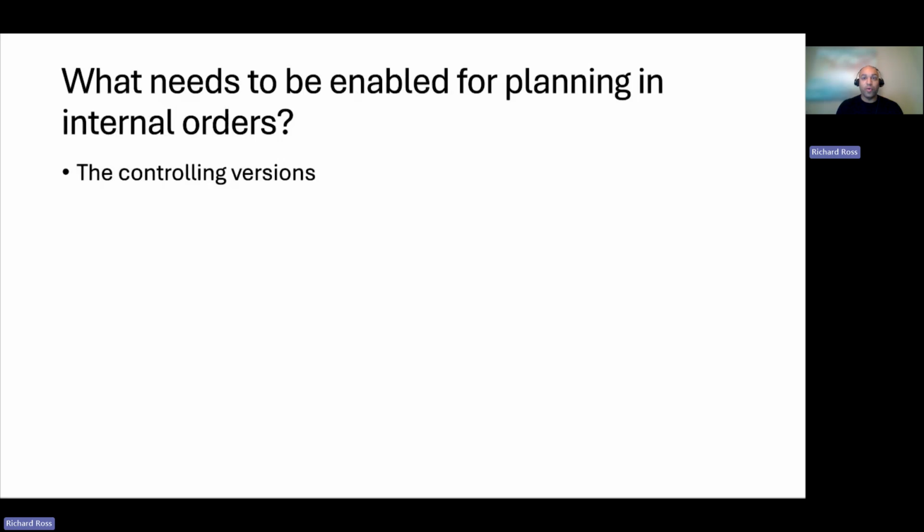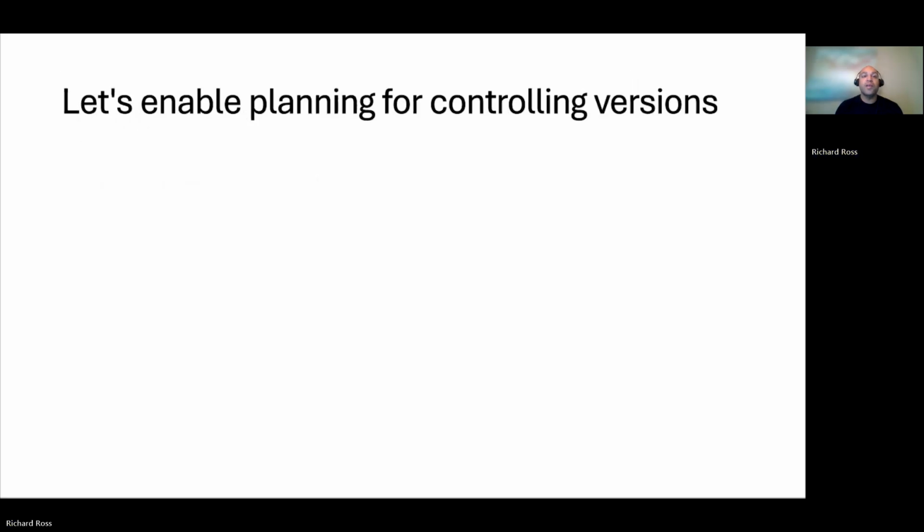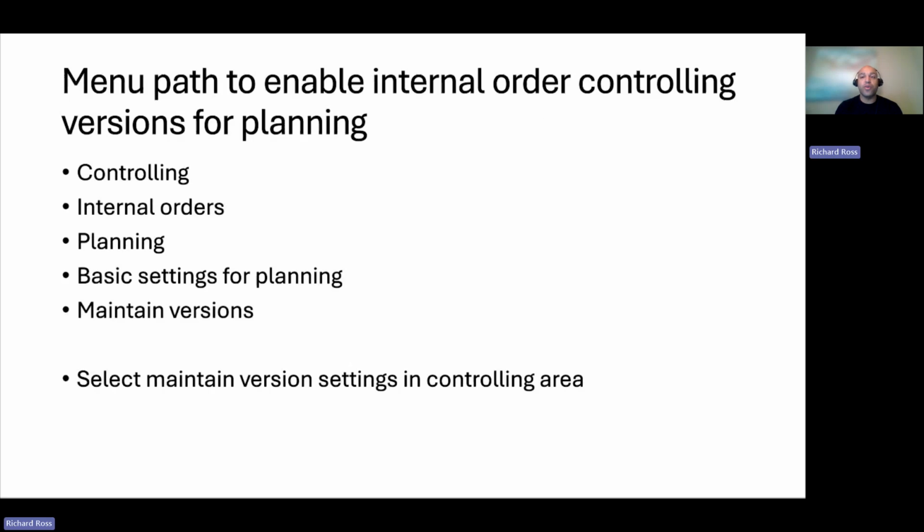What needs to be enabled for planning in internal orders? The controlling versions. Let's enable planning for controlling versions. Menu path to enable internal order controlling versions for planning: Controlling, Internal Orders, Planning, Basic Settings for Planning, Maintain Versions. Select Maintain version settings in controlling area.